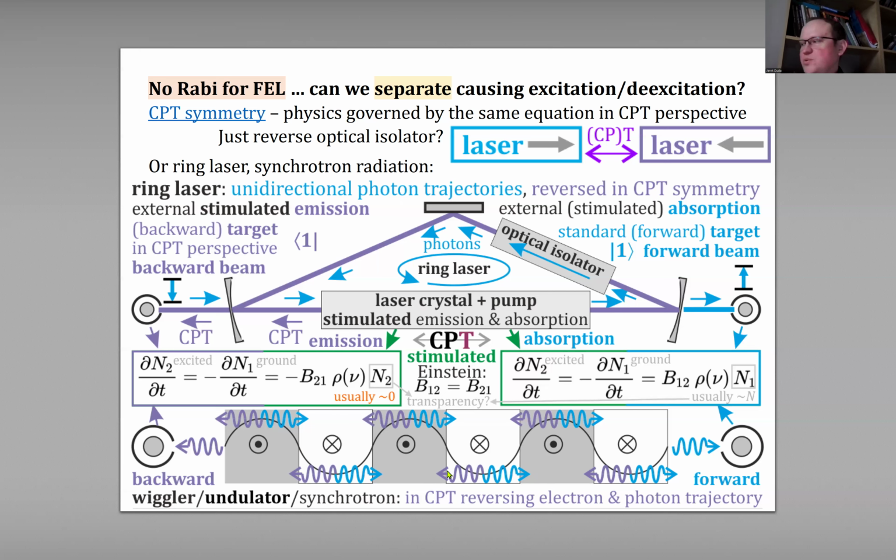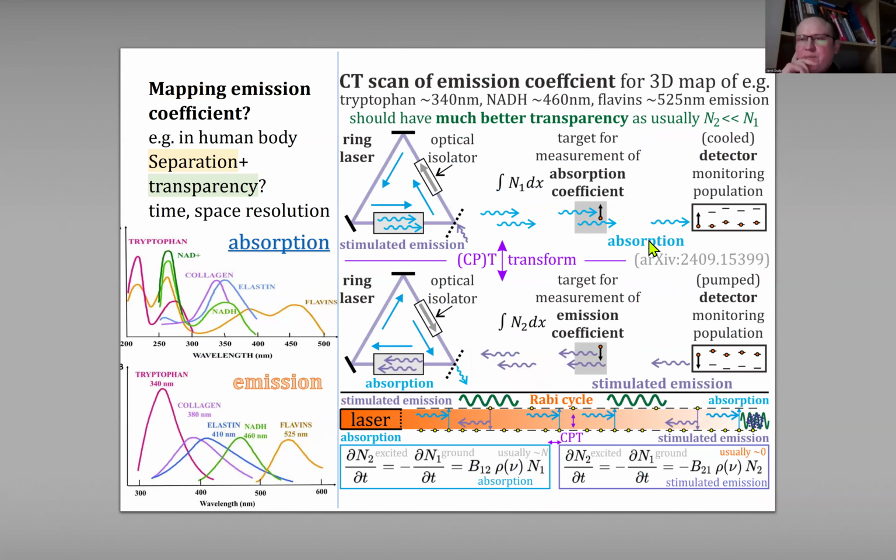But if none of this works, then CPT symmetry has to be broken, and that would also be very interesting, as it would require rewriting the fundamental physics. Yes. So hopefully at least one of them should work, I hope. Okay, so let's think about applications.